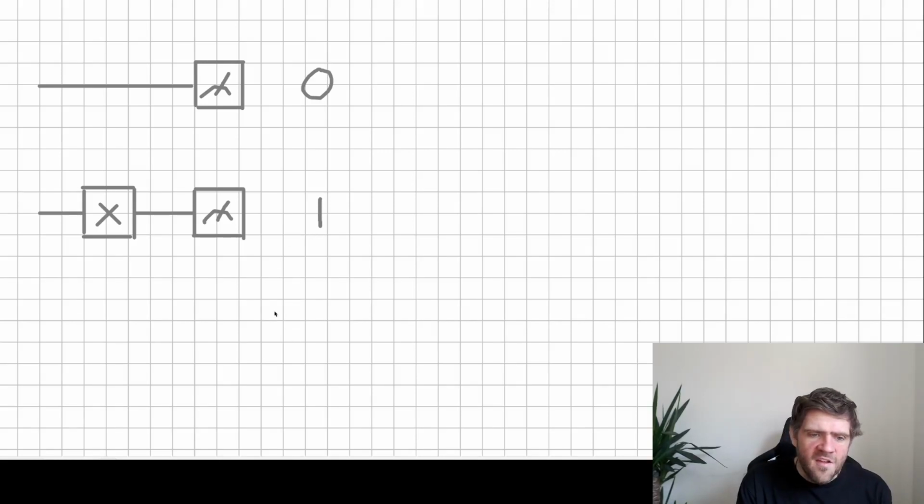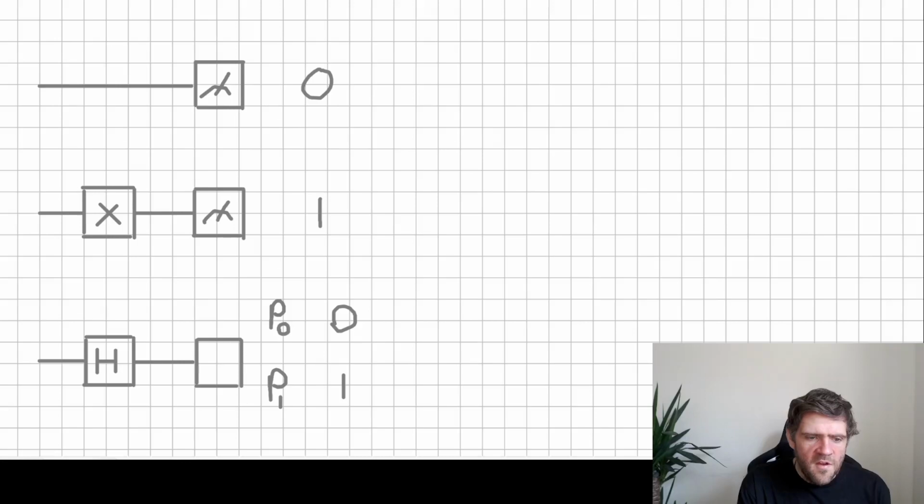We also see examples where we have some probability of getting a 0 and some probability of getting a 1. For example, if we were to have a circuit where we were to do a Hadamard gate. Doing the Hadamard gate gives us exactly 50-50 probability of getting a 0 or a 1. Well, at least it does in theory. If you run that on a real device, noise will have an opinion as to whether you really get 50-50. Okay, so we need some way to represent these mathematically.